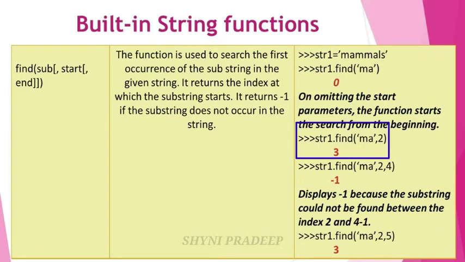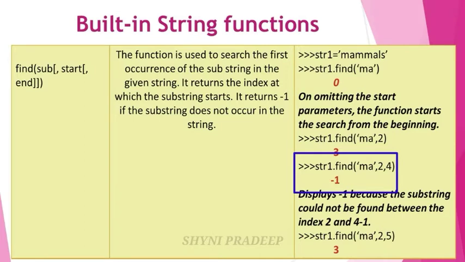And next, str1.find(ma, 2, 4). You have to find the substring ma. Next, the start value is given as 2, and the end value is given, that is 4. So you have to search from 2 to 4. Okay, see here, this is 0, this is 1, this is 2. Here you have to start, and this is 3, this is 4. So for this code, it displays -1 on the output screen because the substring could not be found between index 2 and 4. Minus 1.